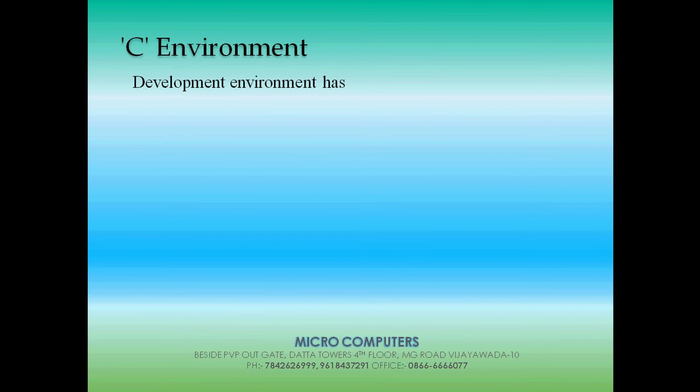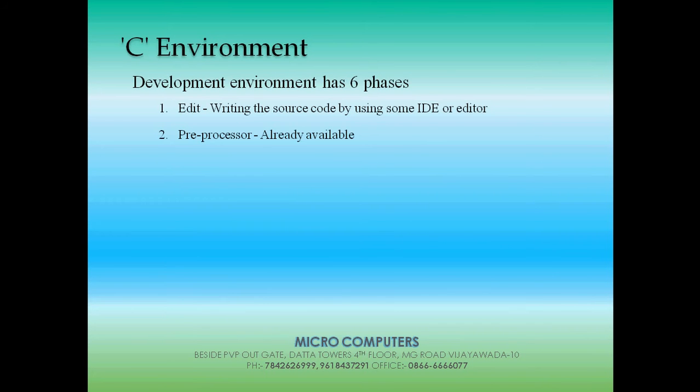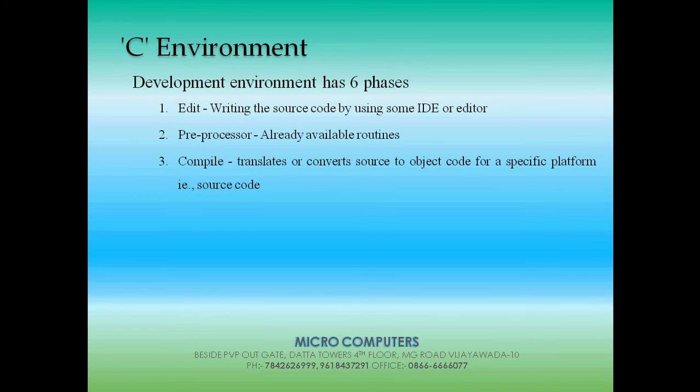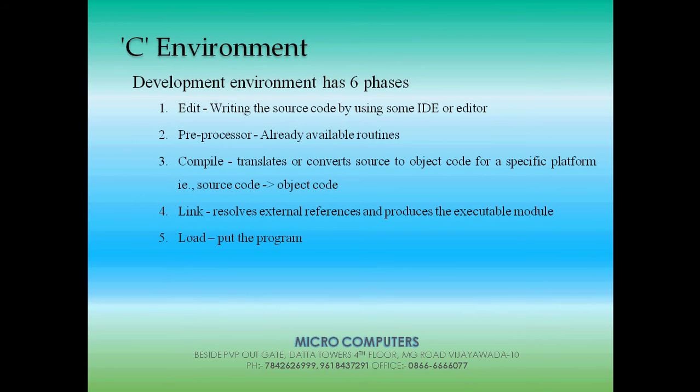C environment. In order to write a C program, we should have a better understanding of the environment of C. A C program undergoes 6 phases. The first phase is edit, where we write our source code by using some editor or IDE. Preprocessor phase. In this phase, the preprocessor routines that are already available process the program.